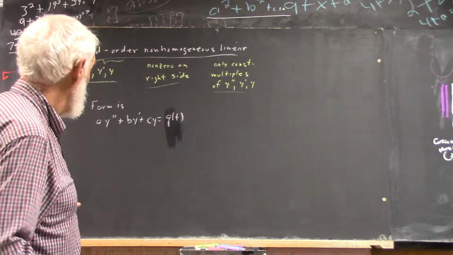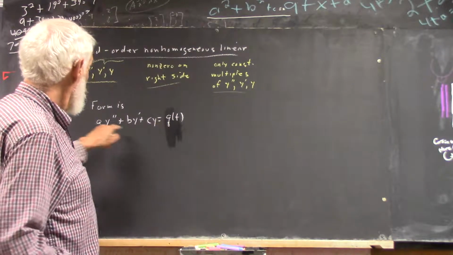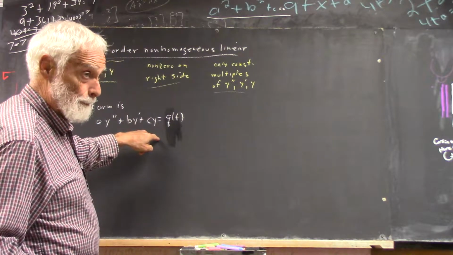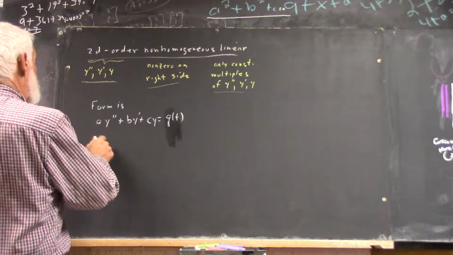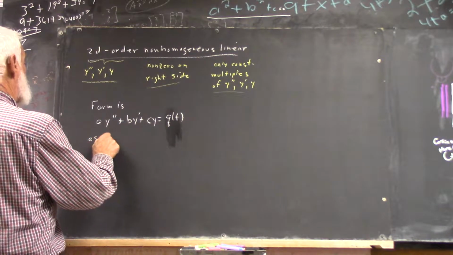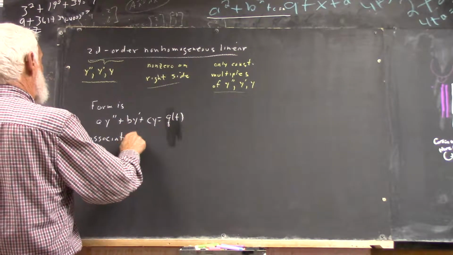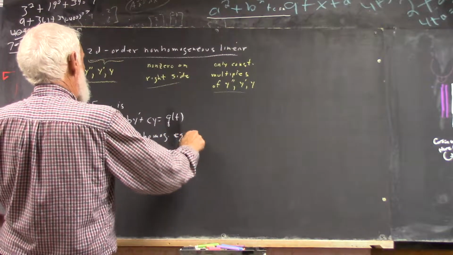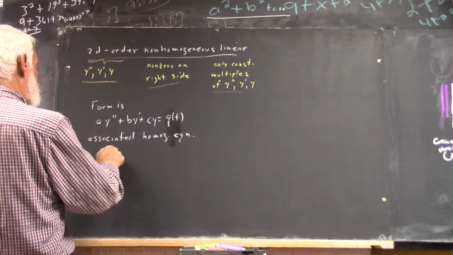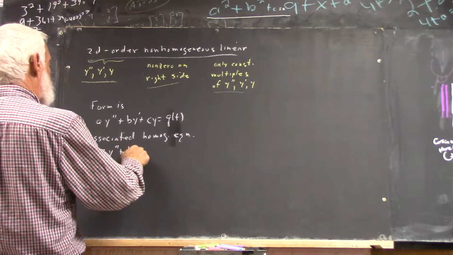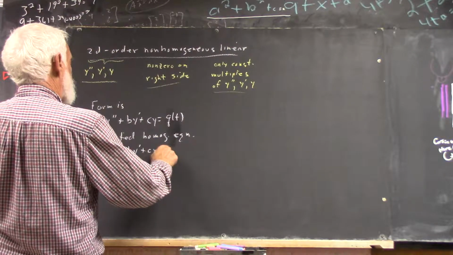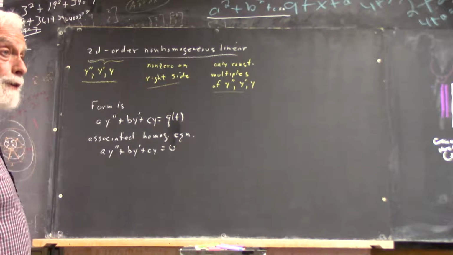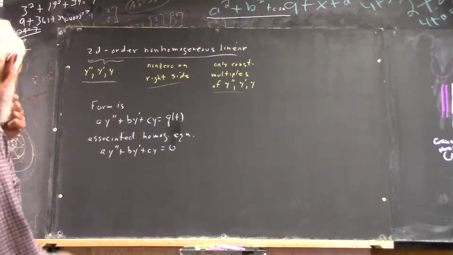Now, you could always do the thing I told you to do over here and solve the homogeneous equation, right? So we can say the associated homogeneous equation is A y double prime plus B y prime plus C y equals 0. Okay? And that's real easy to solve, as you did for homework.